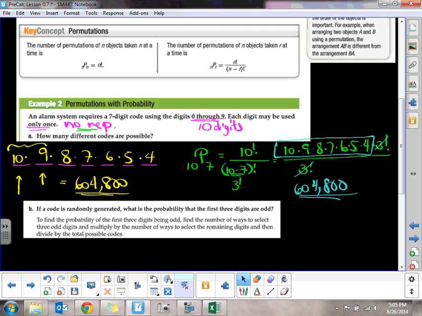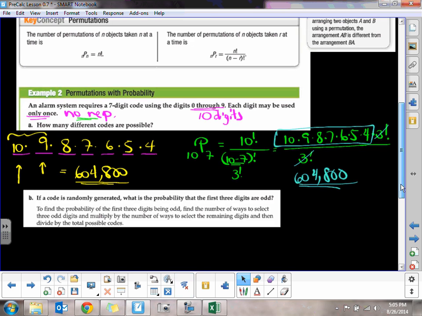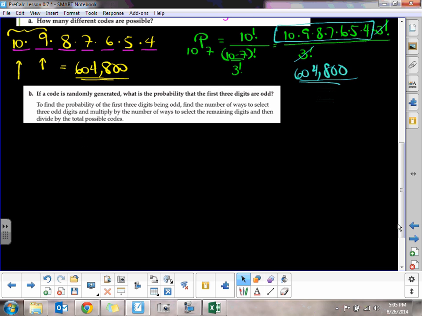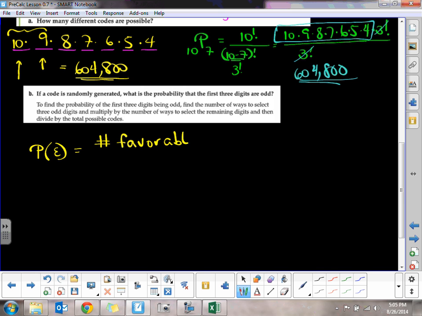Question B piggybacks off of that. It says, if a code is randomly generated, what is the probability that the first 3 digits are odd? So to find the probability that the first 3 digits are odd, find the number of ways to select 3 odd digits and multiply by the number of ways to select the remaining digits, and then divide by the total possibility. In that little blip there, they're talking about the probability of any event happening. In general, to calculate probability, you have to figure out the number of ways, or number of favorable outcomes that are available, divided by the total number of possible outcomes.